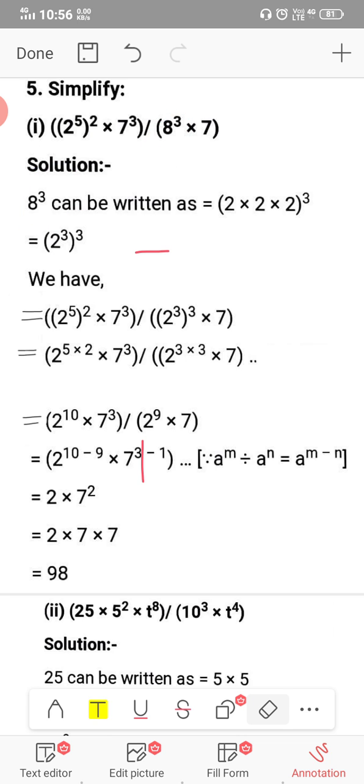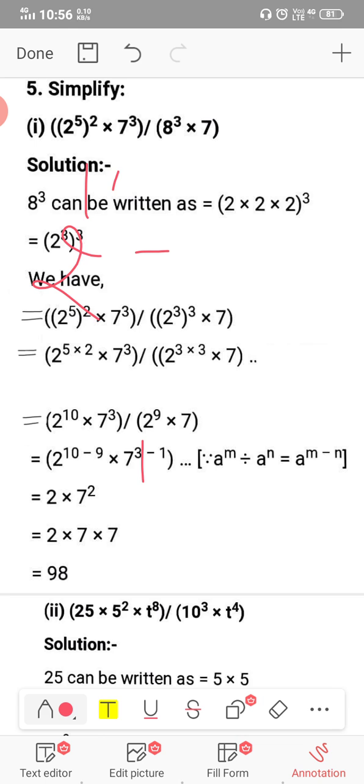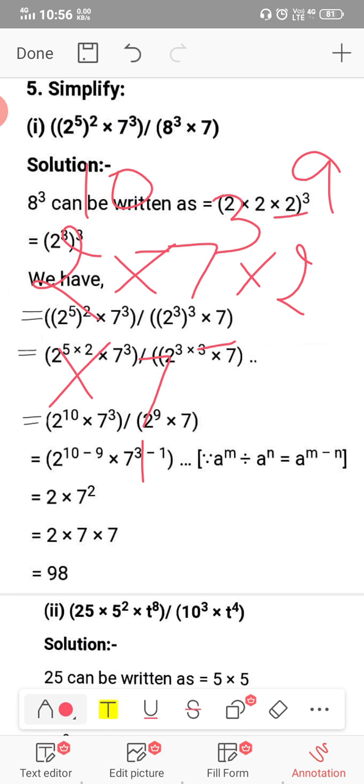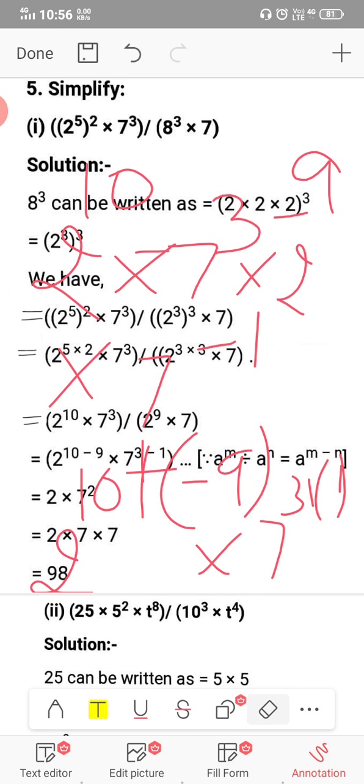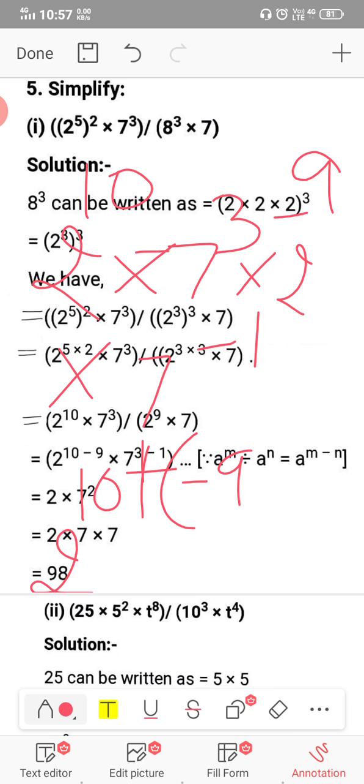2 to the power 10 into 7 to the power 3 into 2 to the power minus 9 into 7 to the power minus 1. Now all the functions are in multiplication form. Now choose the functions which are having same base. So we can write it 2 to the power 10 plus minus 9 into 7 to the power 3 plus minus 1.